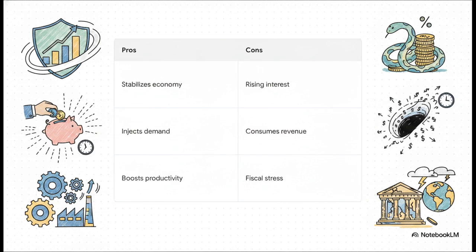On one side of the ledger, we see the undeniable power of government borrowing. It acts as a massive catalyst for productivity and stabilizes the economy when it starts to falter. But look at the other side. The risks are incredibly real. If a government runs persistent, structural deficits without actually growing its economy, it just builds up rising interest obligations. Before you know it, massive chunks of tax revenue are being consumed just to pay off past interest.